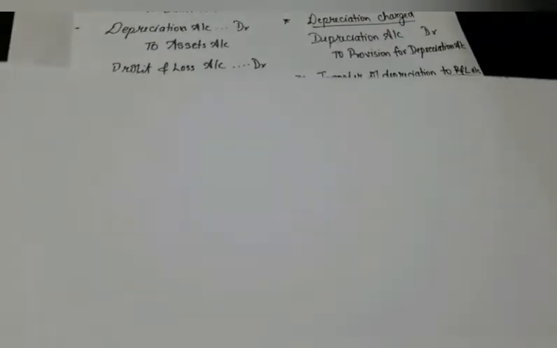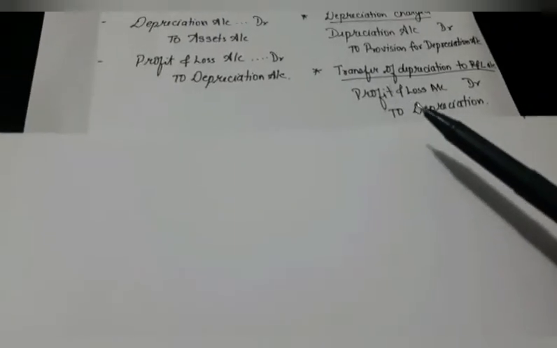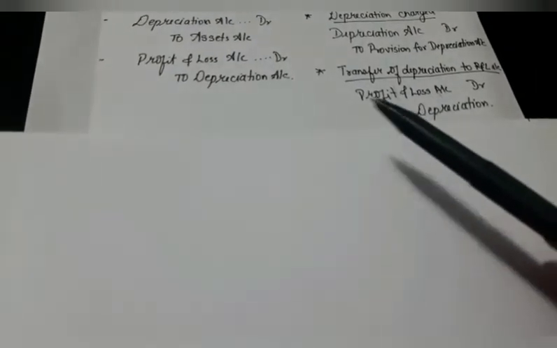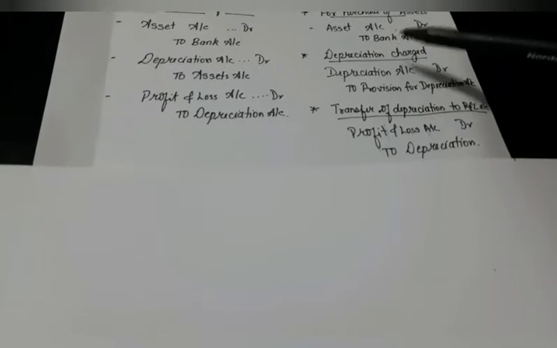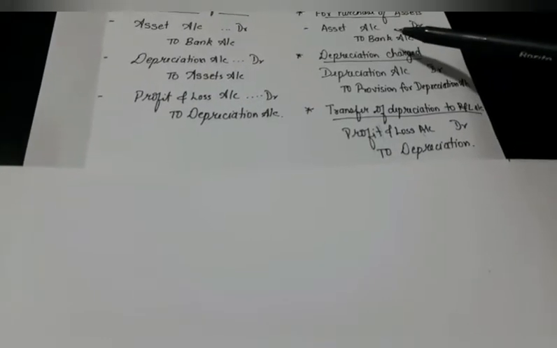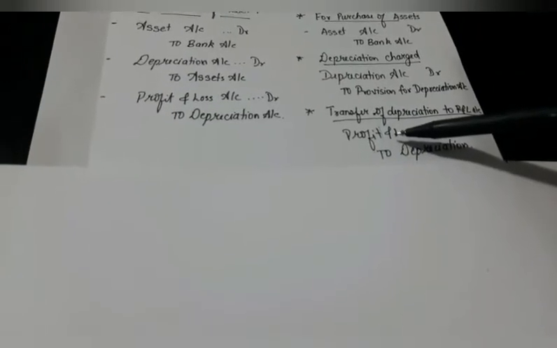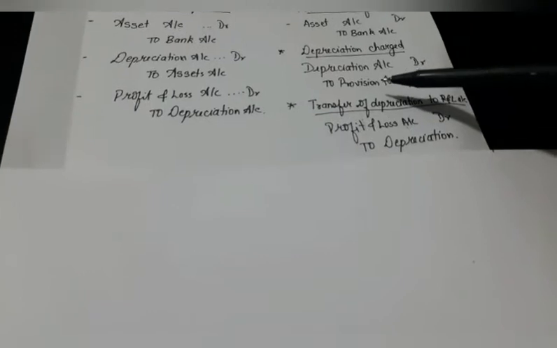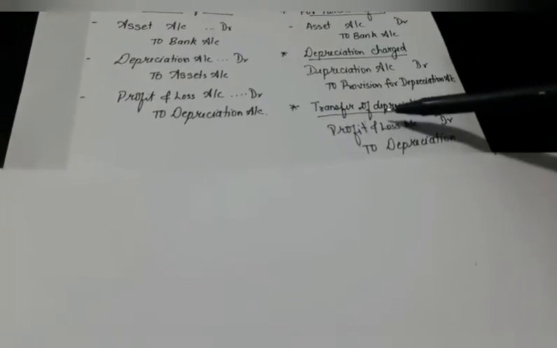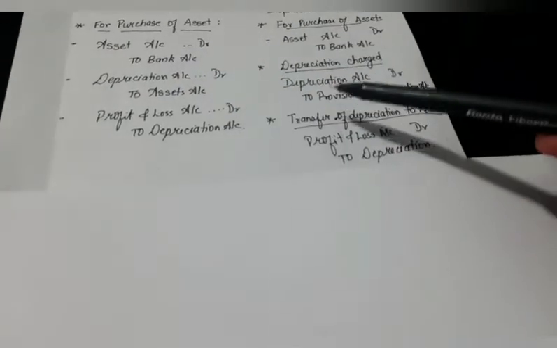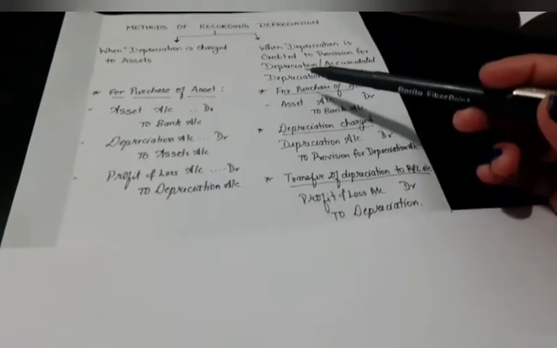And now the third entry is transfer of depreciation to profit and loss. The same third entry will be common to both methods, that is profit and loss account will be debited to depreciation account. So these are the three journal entries which you have to pass. The first entry you will pass when you purchase this asset, and the other two entries you will pass at the end of the financial year. Every year at the end of that financial year, depreciation will be charged on that machinery. So these are the two different journal entries with two different methods.